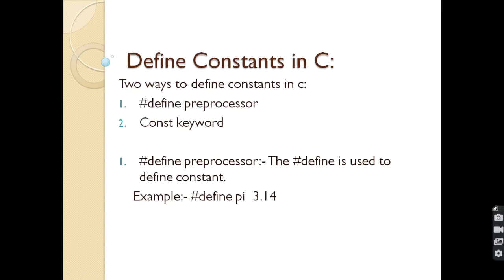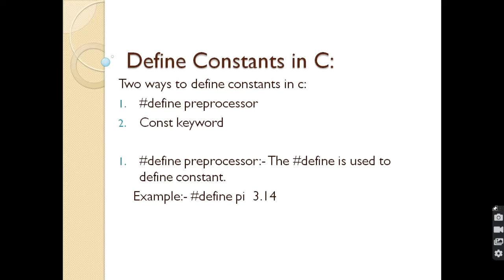How to define constants in C? There are two ways to define constants in C. The first way is the #define preprocessor and the second way is the const keyword. Let's see how we define a constant with the #define preprocessor. The #define is used to define a constant. Example: #define pi 3.14.